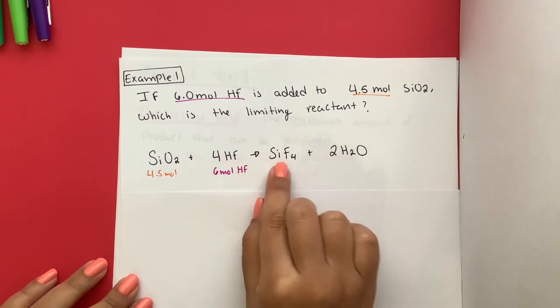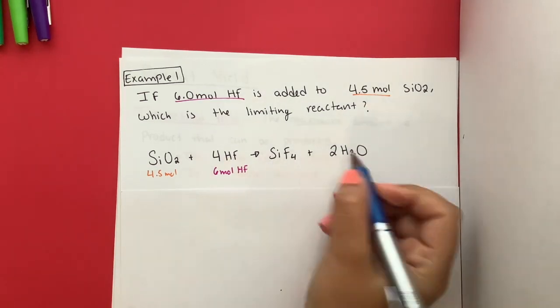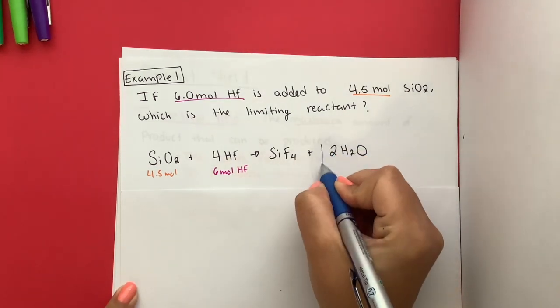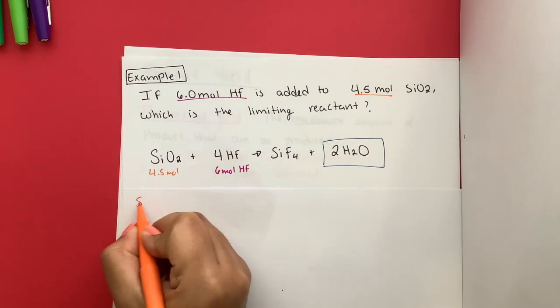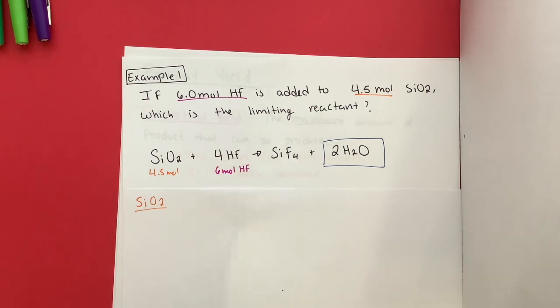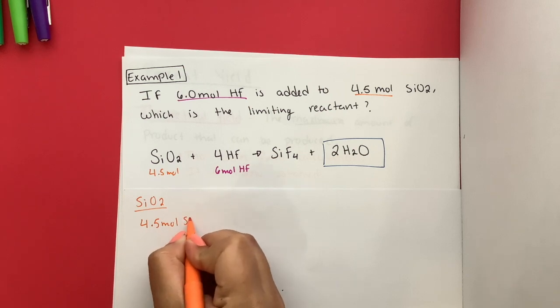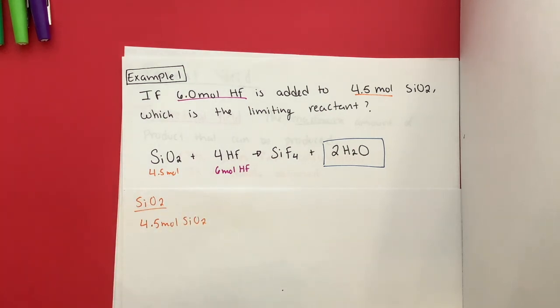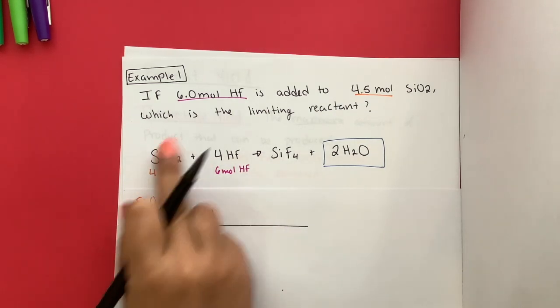It doesn't matter which product I choose, I just have to choose one and solve for that one. So let's say I choose to solve for water. If I choose to solve for water, I'm going to start with what was given to me. I'm going to start looking at SiO2. Based on SiO2, if I add 4.5 moles of SiO2, I'm going to do the same thing that I've been doing all along. I'm going to go from one compound to another.